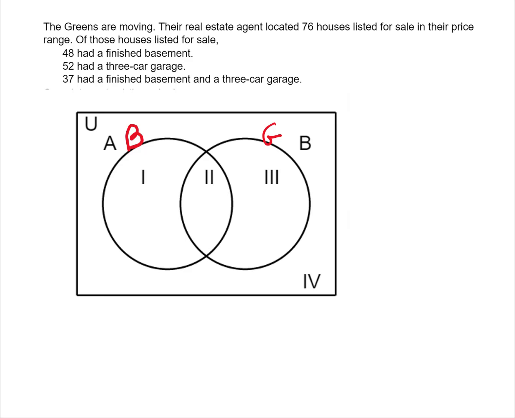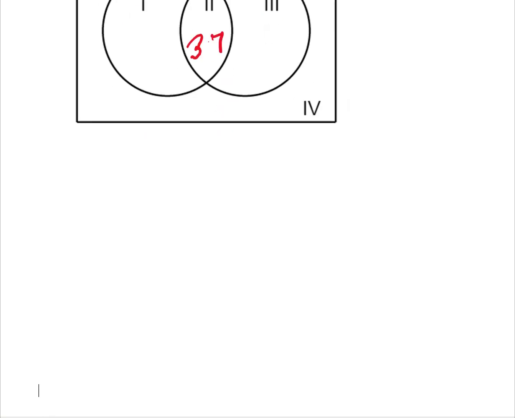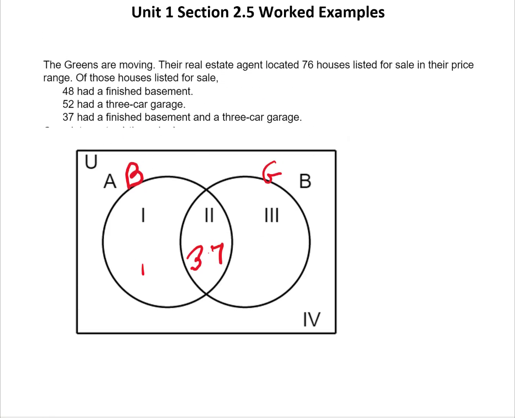So what we want to do is fill in the numbers in the Venn diagram based on the information provided. We start at the intersection, region 2, and they told us that 37 houses had a finished basement and a 3-car garage. Now we move out. Regions 1 and 2 are all the houses with basements, but we've already put 37 of those houses in region 2 because they also have a garage. So if I take 48 and subtract 37, I end up with 11 houses that only have a basement and don't have a 3-car garage.